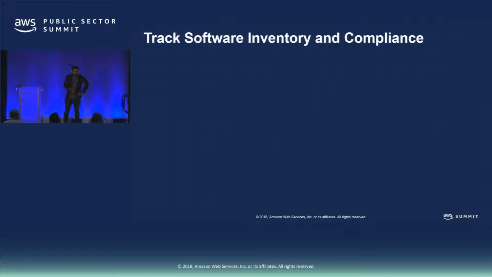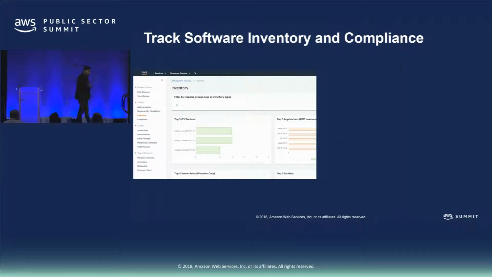All right, so the next feature I like to talk about is inventory and compliance. You can build your software catalog using inventory feature of Systems Manager. You can track operating system version, application version, software version. You can even track folders and files and permissions using inventory feature.